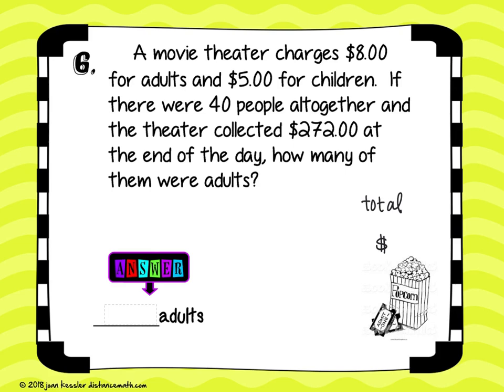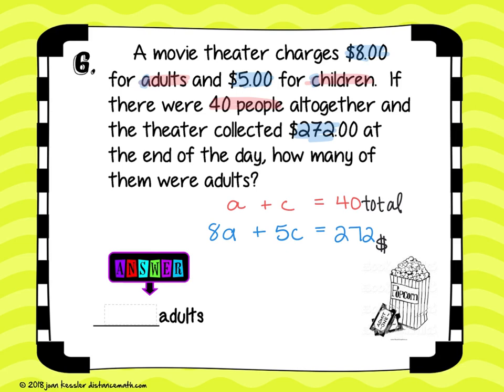So when we think about this, we know 40 people attended, and we know that there are two types of people. There are adults and there are children. So our first equation would be adults plus children equals 40 people total. Our second equation is all going to deal with the money. So it's $8 for adults, $5 for children, and the total amount is $272.